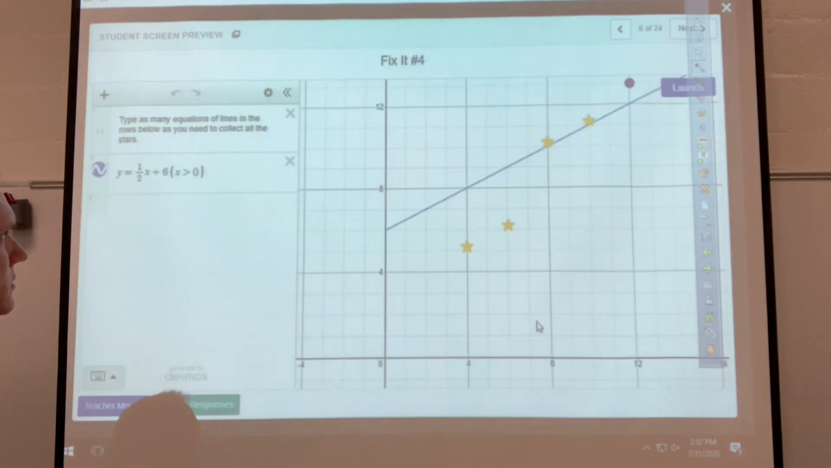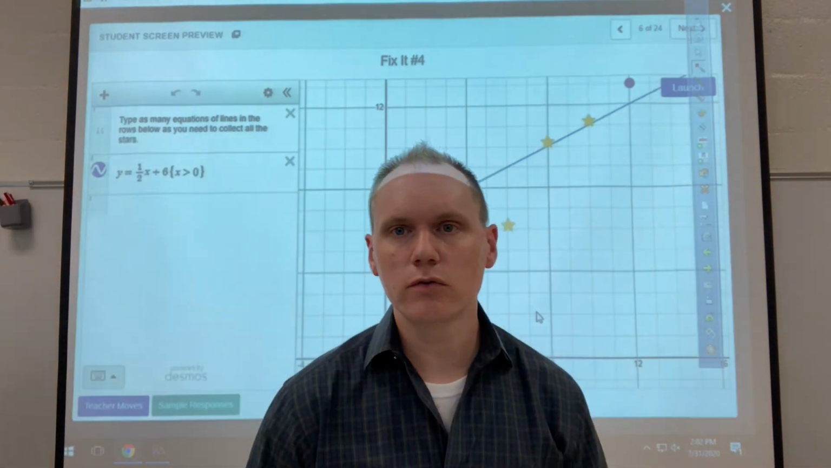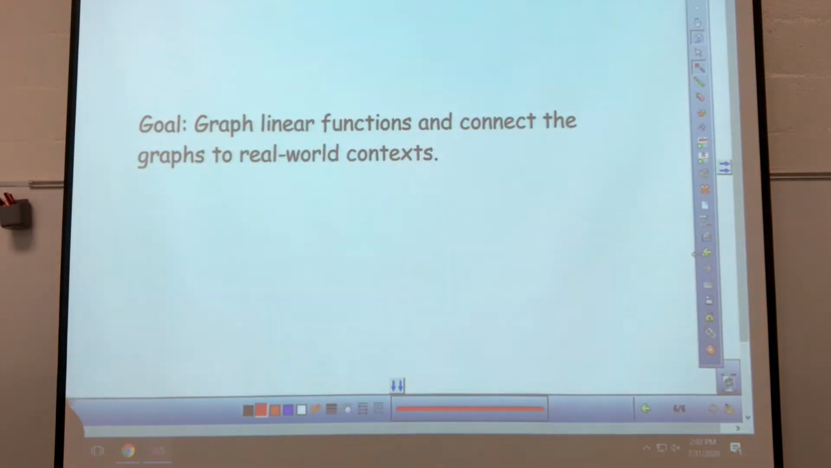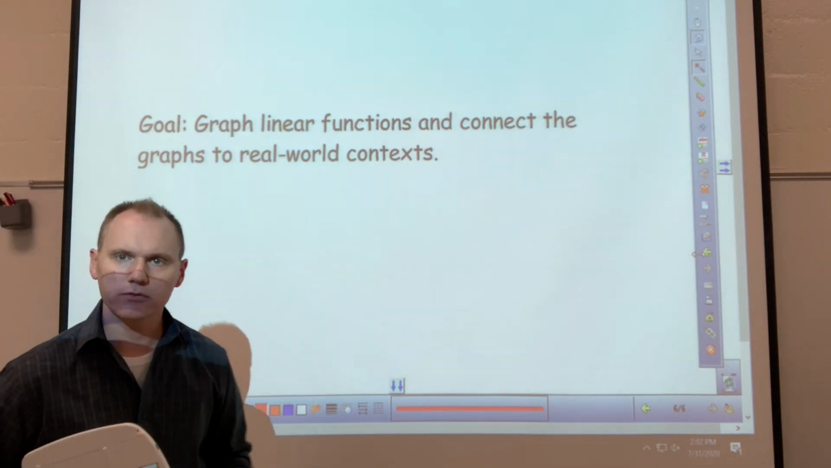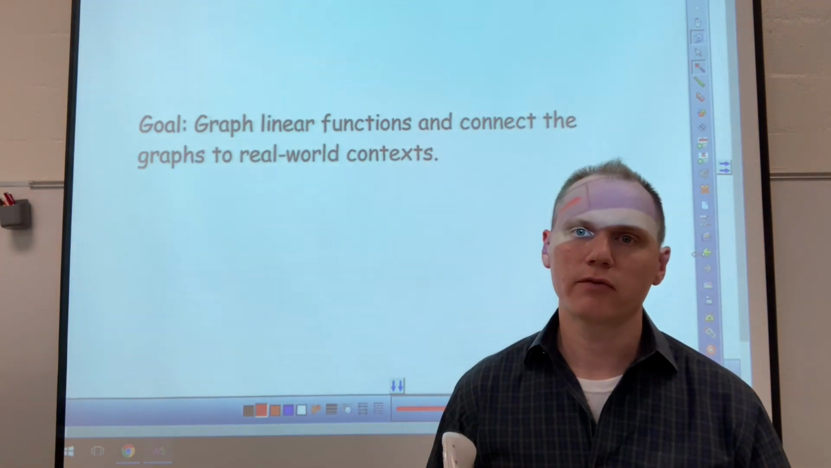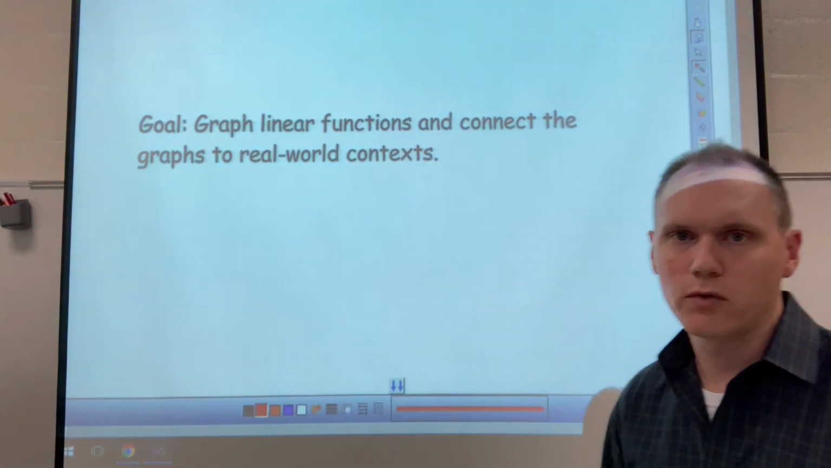Hopefully you're getting the hang of this, and maybe you can try it yourself sometime, all right? So continue to work on that marble slide activity, but again, hopefully you've reached our goal for today, which was to graph linear functions and connect graphs to the real world context. So we start with real world context, we create the function for it, and then we can plot the graph based on the y-intercept and the slope that we have for that function.